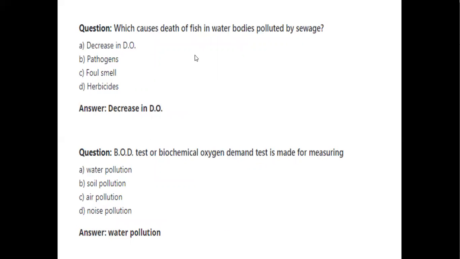Which causes death of fish in water bodies polluted by sewage? Obviously, it is decrease in dissolved oxygen, DO. So option A is the right answer. BOD test, or biochemical oxygen demand test, is made for measuring water pollution, soil pollution, air pollution, or noise pollution. As it is a parameter of water pollution, the BOD test is made for measuring water pollution.